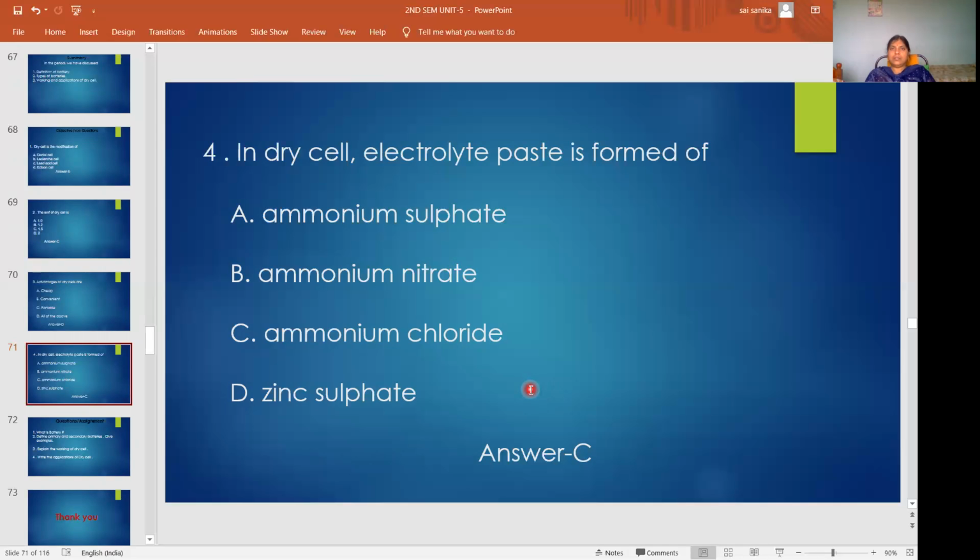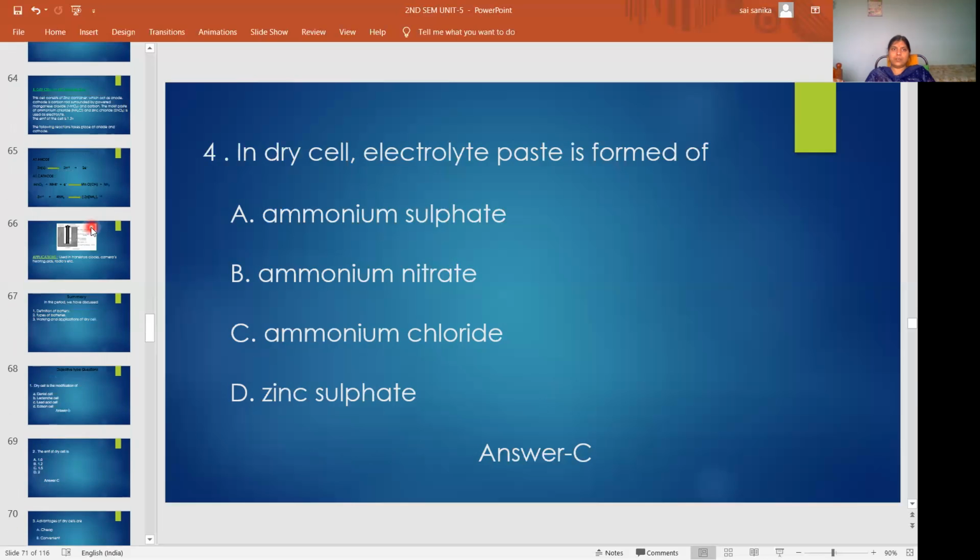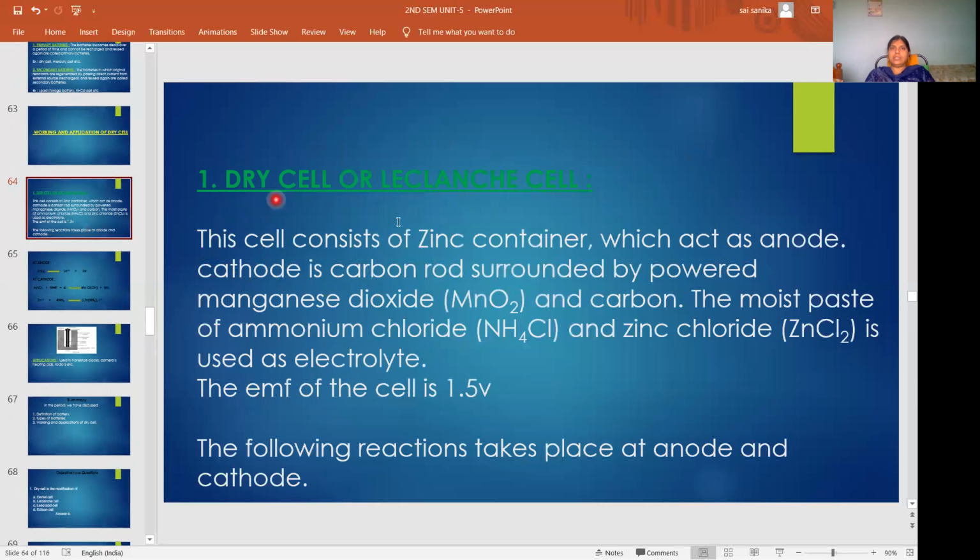Okay. So here in dry cell, what is the electrolyte? So like this you have to remember what is anode, what is cathode, what is electrolyte. Zinc container is the anode, carbon rod or graphite rod is the cathode, and the electrolyte is the paste of ammonium chloride and zinc chloride. And the EMF of the cell is 1.5. Like that you can remember. And at anode, oxidation, at cathode, reduction.